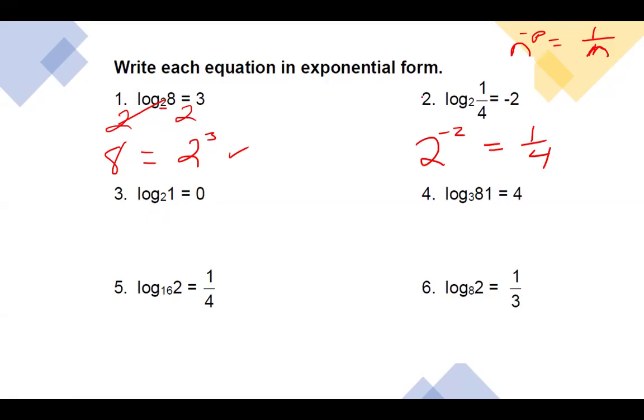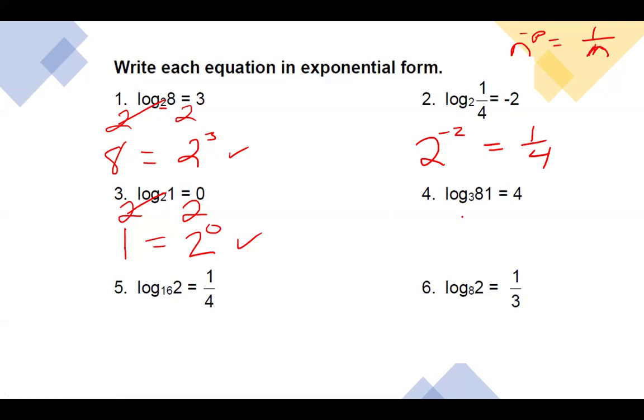Which method, following the pattern or taking the exponent, works best for you? It's totally up to you. If you forget, I'm going to raise it to the 2, raise it to the 2, cancels out. So I'm left with 1 equals 2 to the 0. Is that a true statement? Yes, because anything to the 0 power is 1.